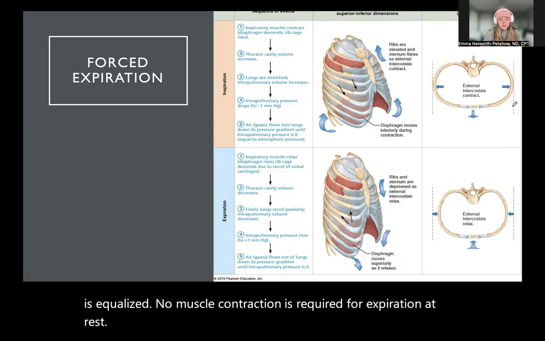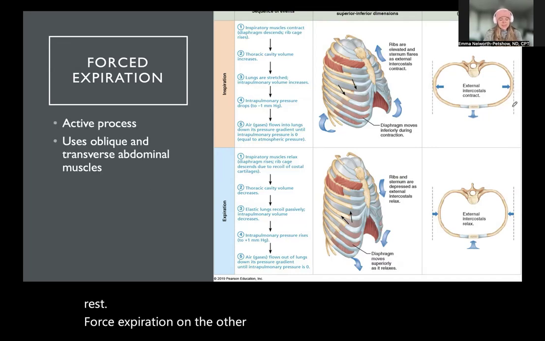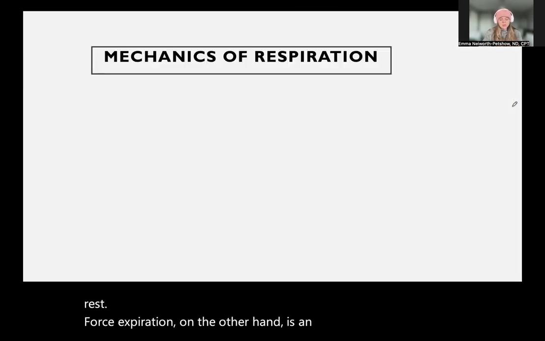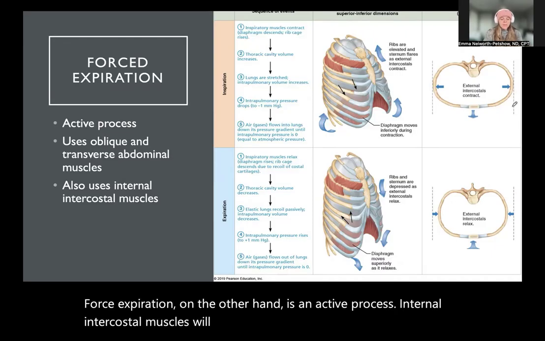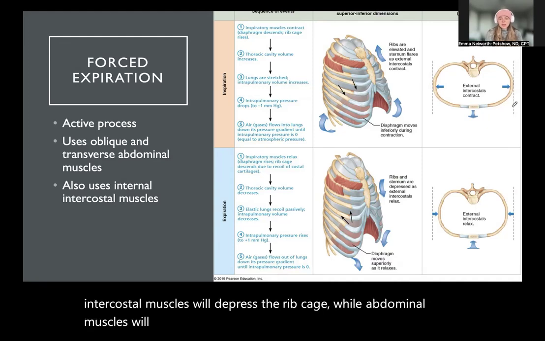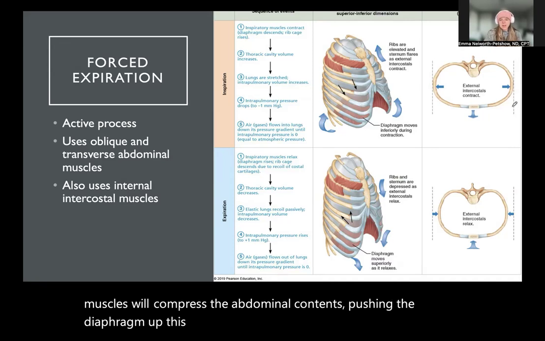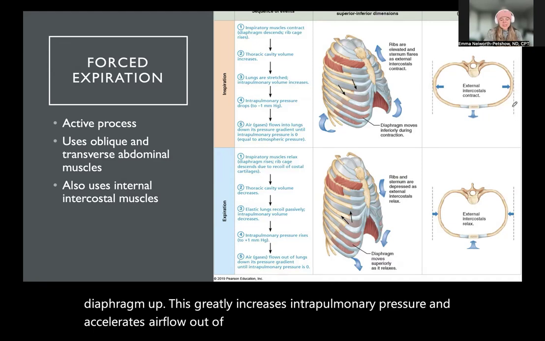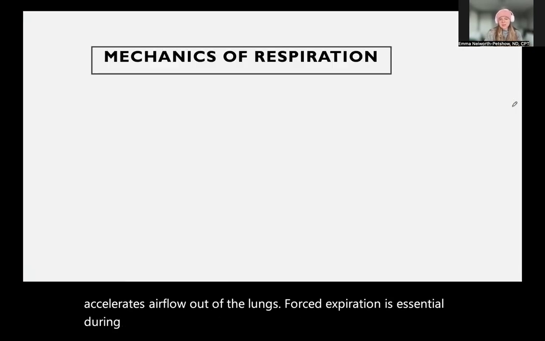Forced expiration, on the other hand, is an active process. Internal intercostal muscles will depress the rib cage, while abdominal muscles will compress the abdominal contents, pushing the diaphragm up. This greatly increases intrapulmonary pressure and accelerates airflow out of the lungs. Forced expiration is essential during exercise, cough, and clearance of the airway.